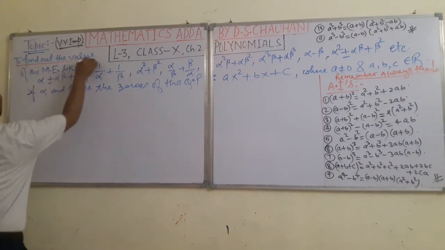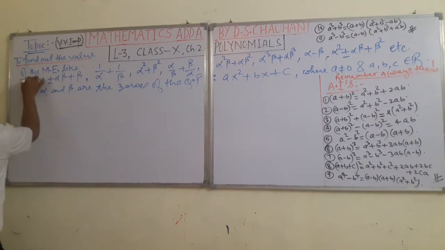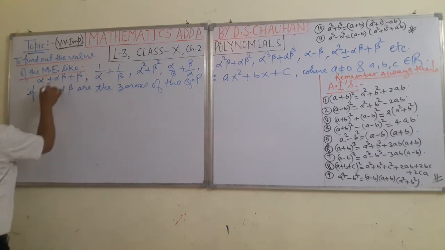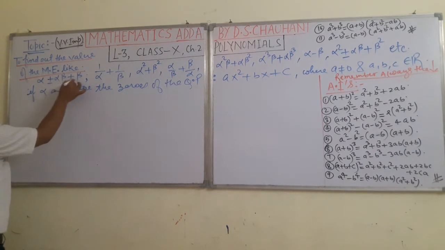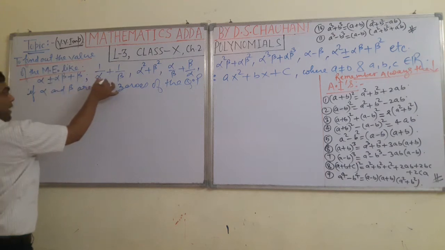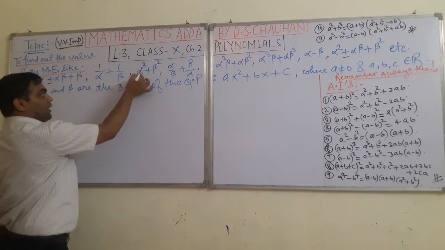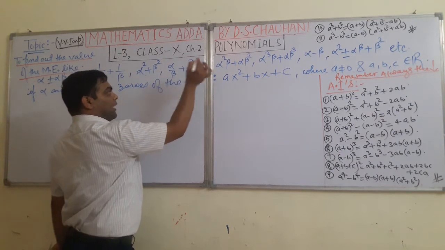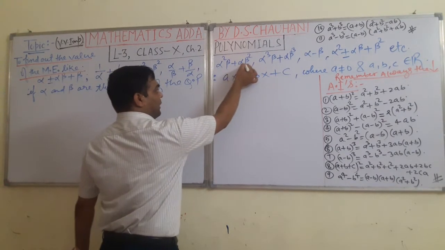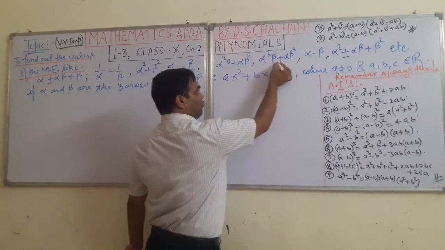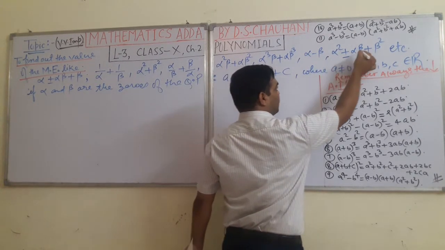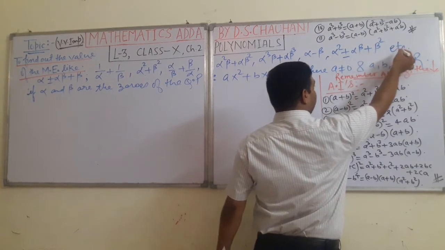to find out the value of the mathematical expression like alpha plus minus alpha beta plus beta, 1 upon alpha plus 1 upon beta, alpha square plus beta square, alpha upon beta plus beta upon alpha, alpha square beta plus alpha beta square, alpha cube beta plus alpha beta cube, alpha minus beta, alpha square plus minus alpha beta plus beta square, etc.